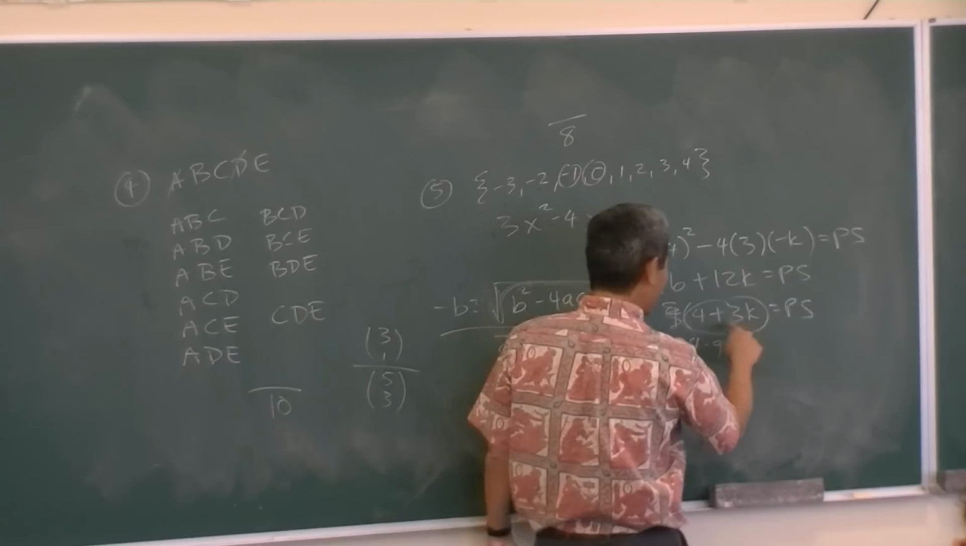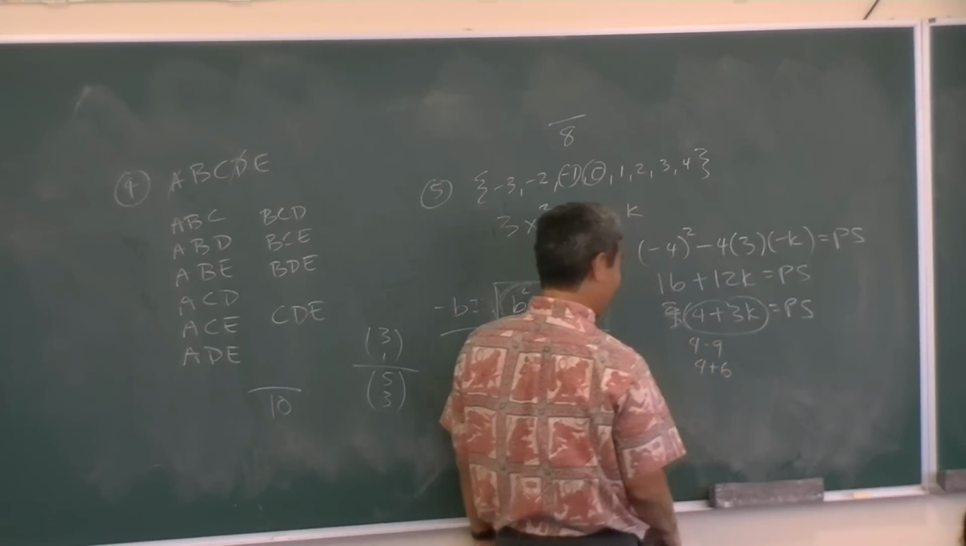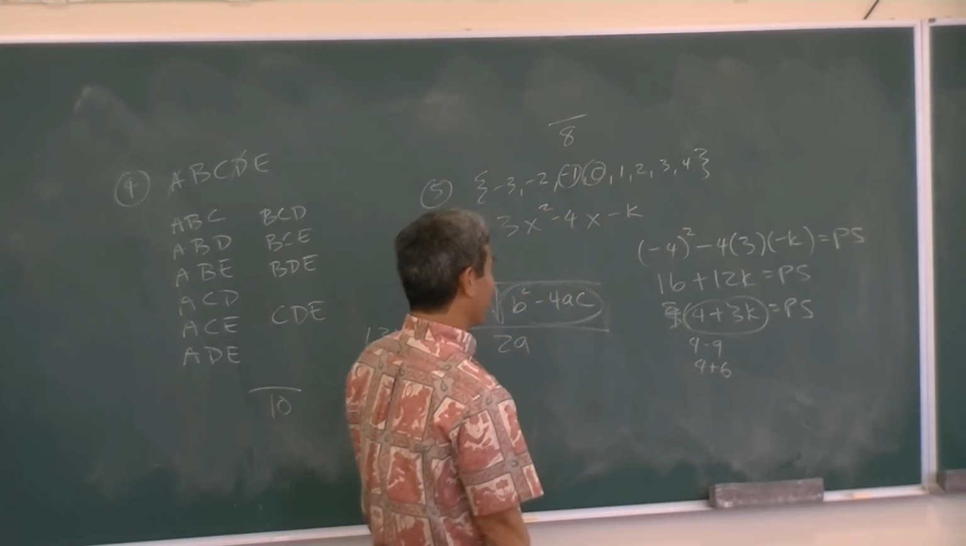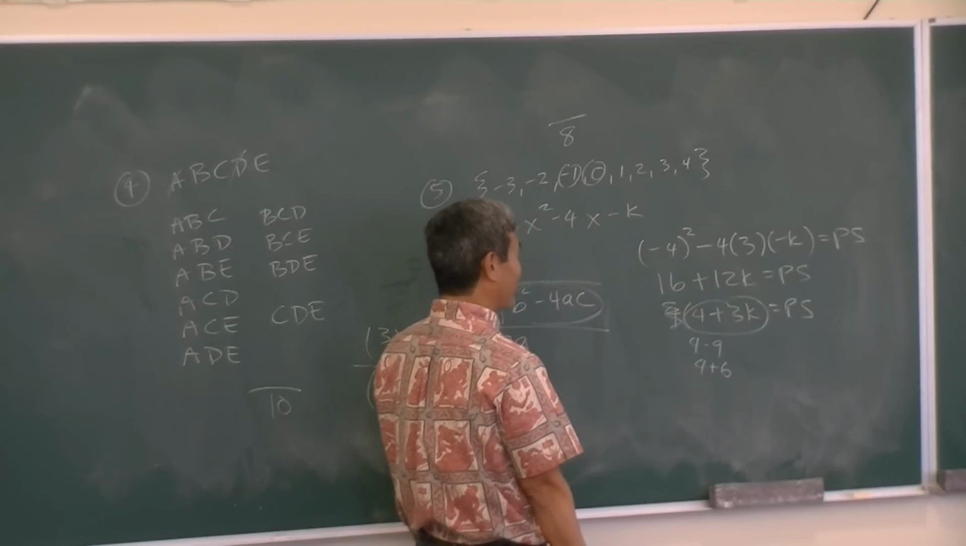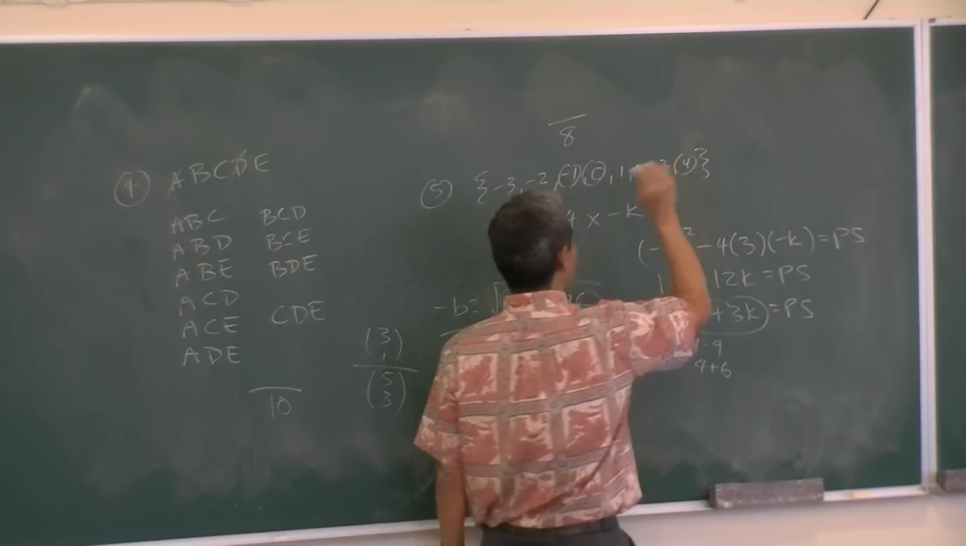If I plug in 2, you get 4 plus 6. Is that a perfect square? No. Okay, thank you. Plug in 3: 4 plus 9. Plug in 4. Yes, so the answer is 3 out of 8.